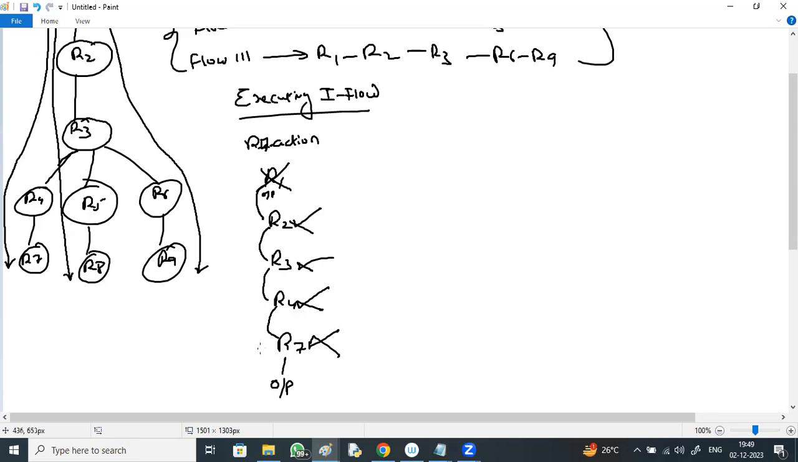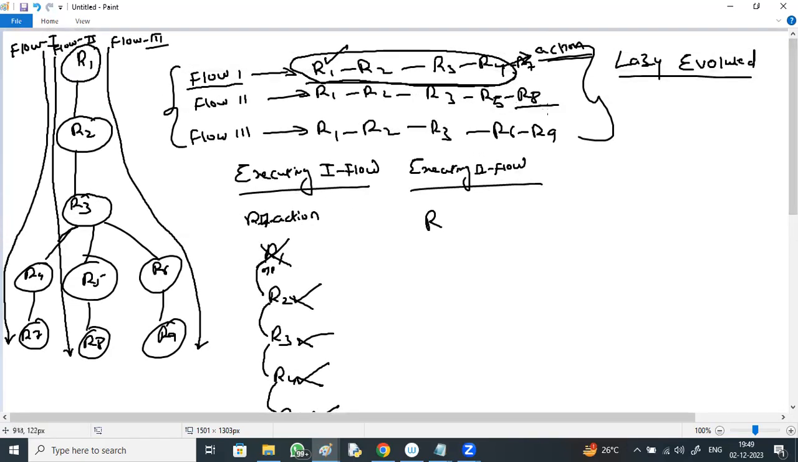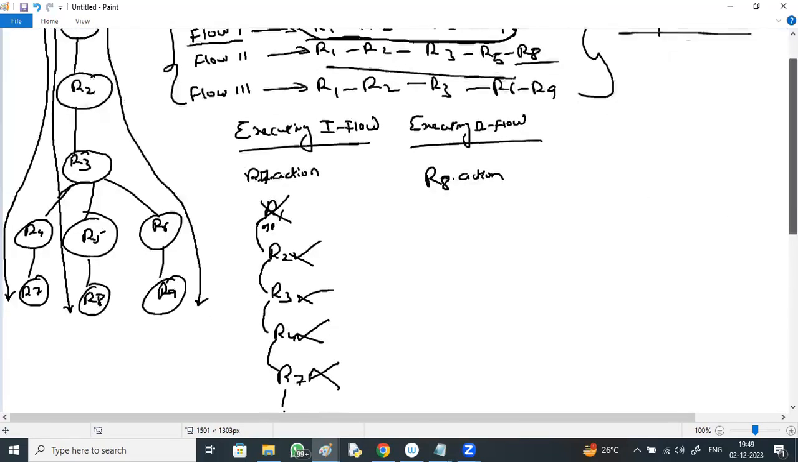So what is in the RAM now? No RDD in the RAM. We can execute the second flow. For executing the second flow, I need to perform an action on R8. If you perform an action, the flow executes from the root. Here also it follows the same thing: R1, R2, R3, R5, R8.